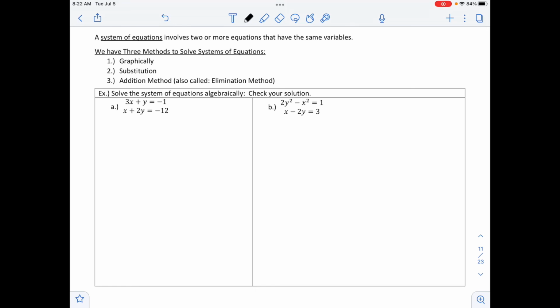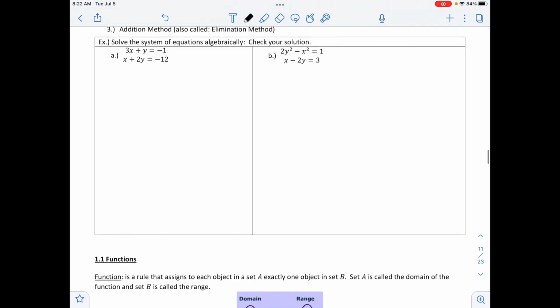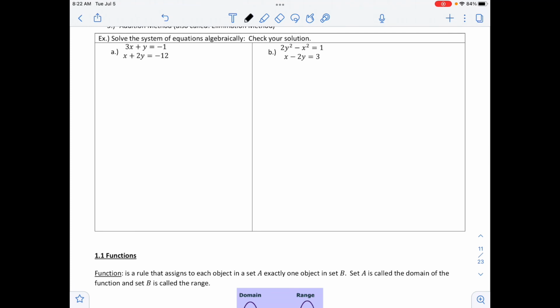The first example says solve the system of equations algebraically. So this means either by using substitution or the addition method. And then check your solution, which again is a good thing to get in the habit of. For the first example, I'm going to use that elimination method. My x's are lined up, my y's are lined up, my equal signs are lined up, and then I have just a constant number on that right hand side of the equation.